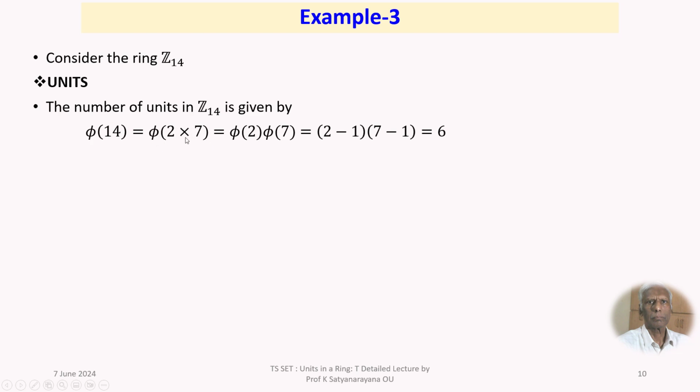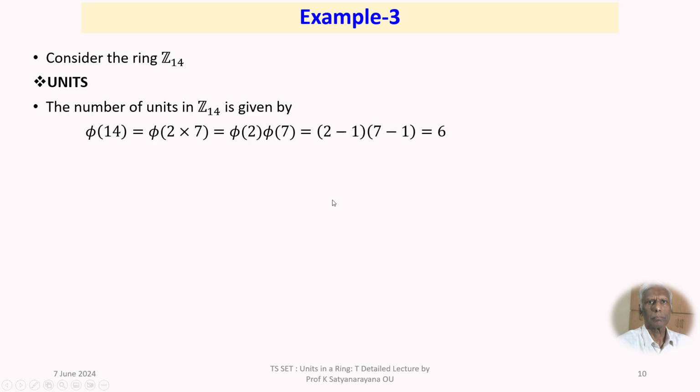2 and 7 are relatively prime. Therefore, phi of 2 into 7 is phi of 2 into phi of 7. What is phi of 2? Phi of p, where p is a prime, is p minus 1. So 2 minus 1. Phi of 7 is 7 minus 1. And that is precisely 6. This is the number.